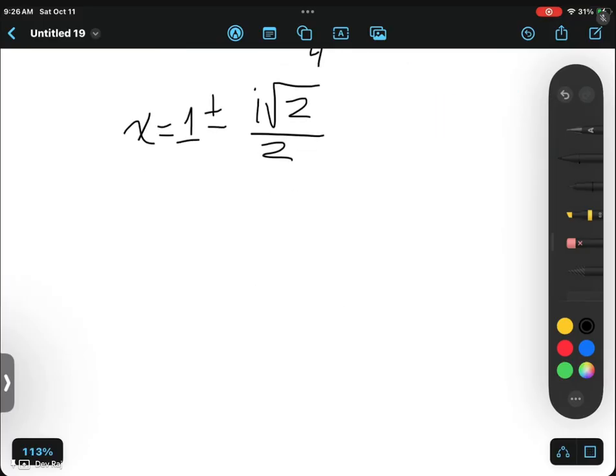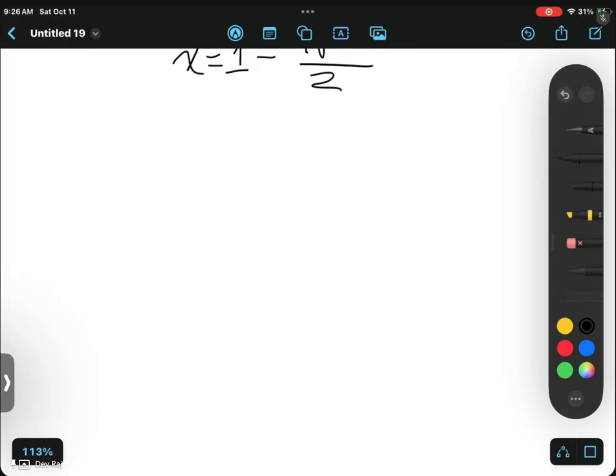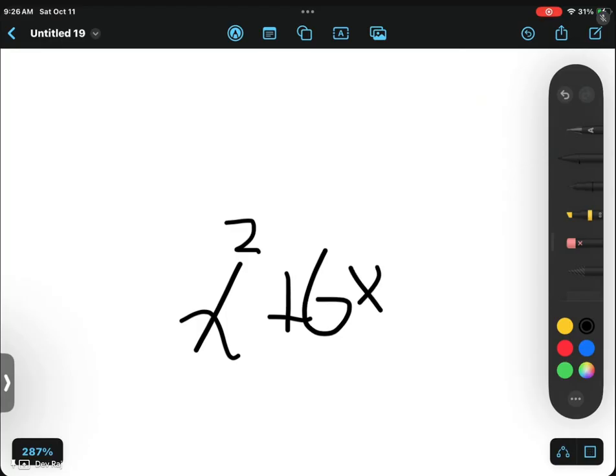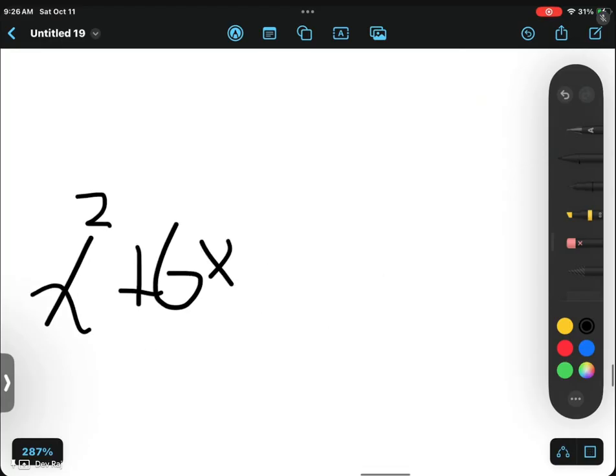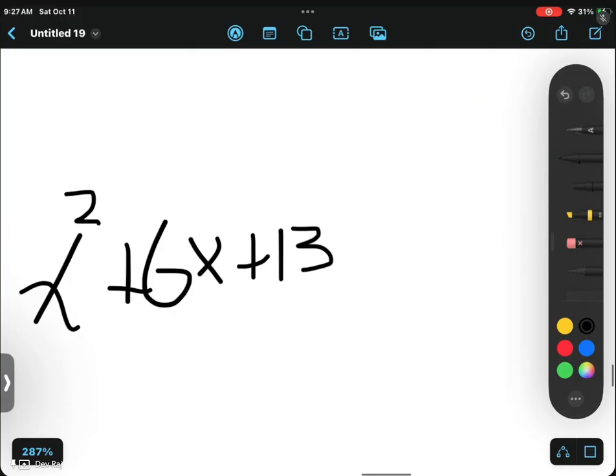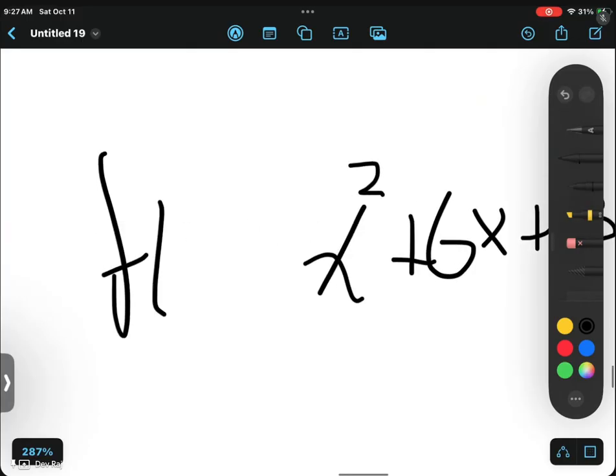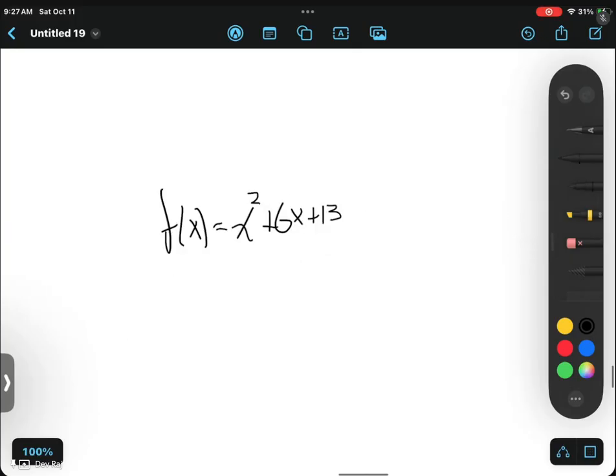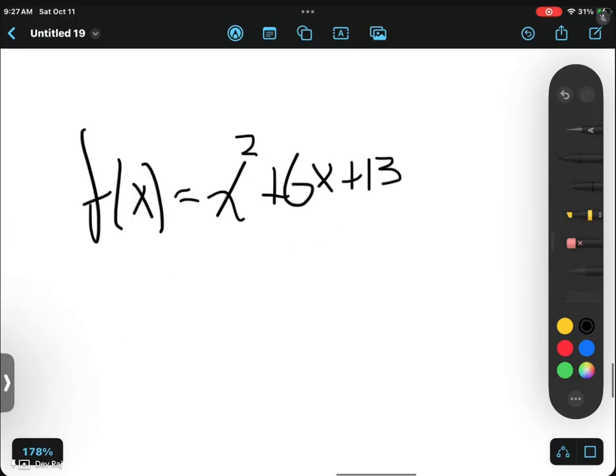Okay, I'll give you a couple more and then we could probably end class, because this is all we really had to talk about today. Since you don't have any questions, let's move on with the next problem. Let's say we have x squared plus 6x plus 13. Could you try factoring this out for me?